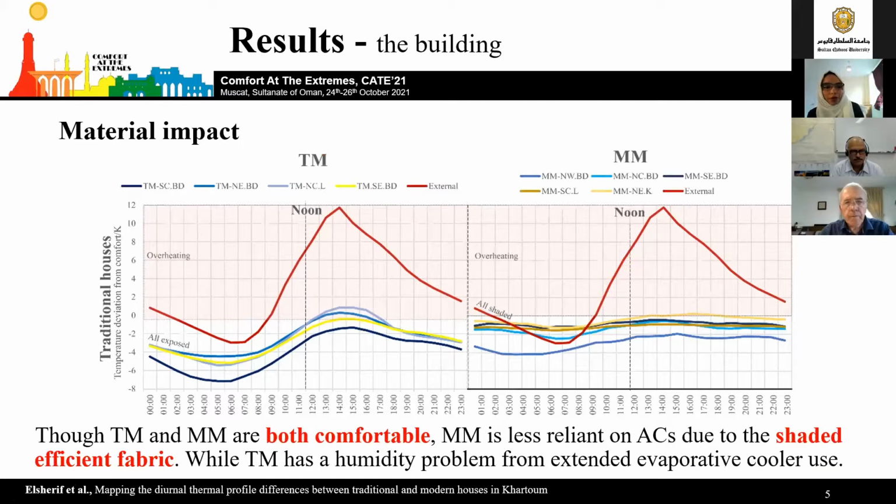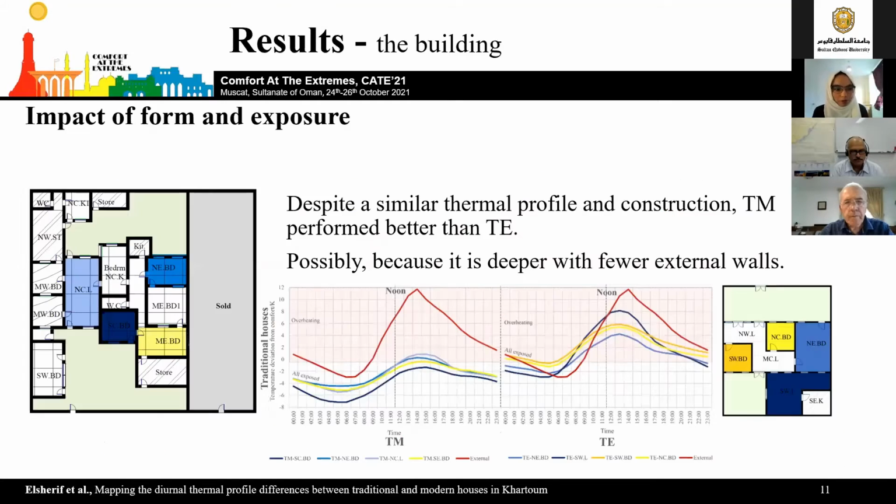When you compare the modern house MM and the traditional house TM, because they were both in the cool period, they were not overheating, but I wanted to explore further what was going on. And I noticed that TM consumes a lot more electricity than MM, and they use the conditioners so much. They use an evaporative cooler specifically. And because they were so dependent on it, they created a humidity problem. And that made these temperatures uncomfortable. So looking at the temperatures alone is not enough. You have to understand the wider picture of what's going on.